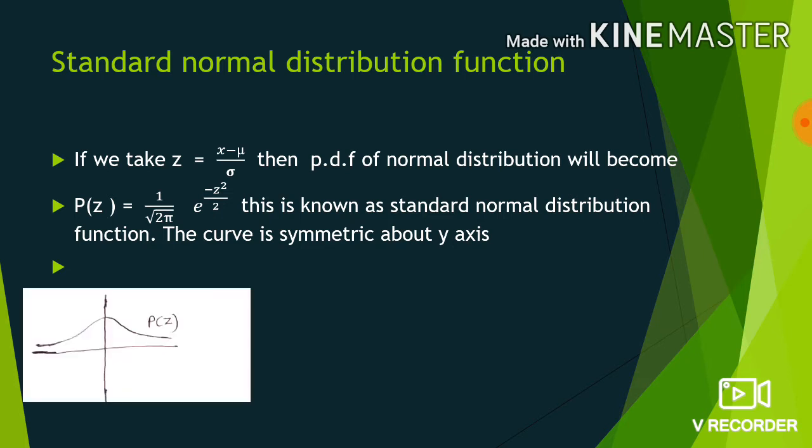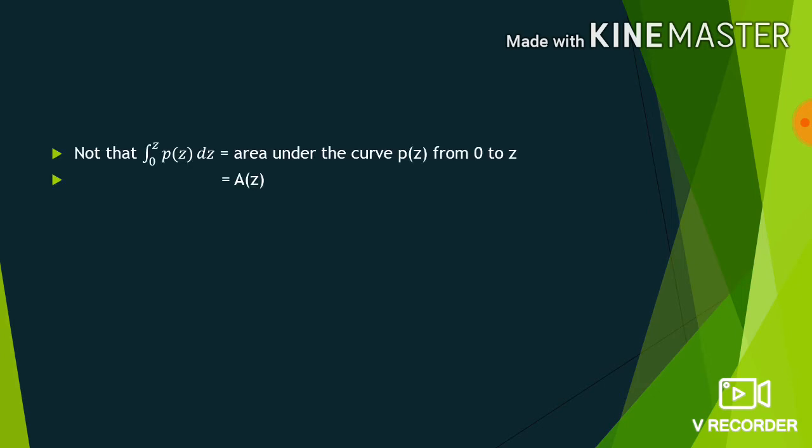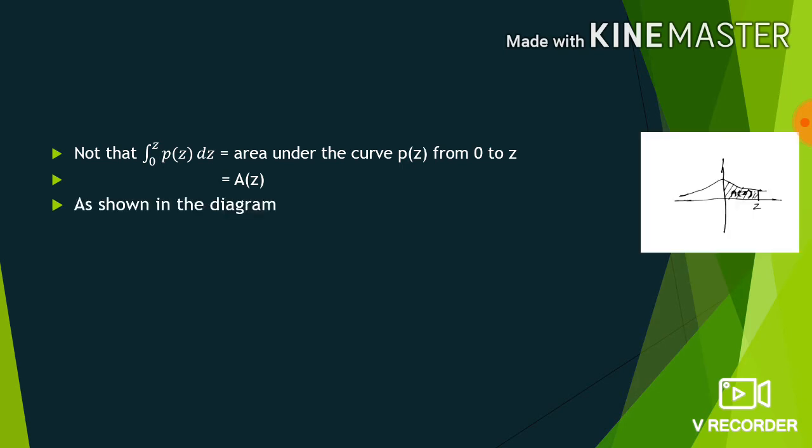So what is the curve? The curve of this is as shown in the figure, and it is symmetric about the y-axis. Note that we have to see what is the meaning of the integral from 0 to z of p of z dz. Here we can see the diagram.